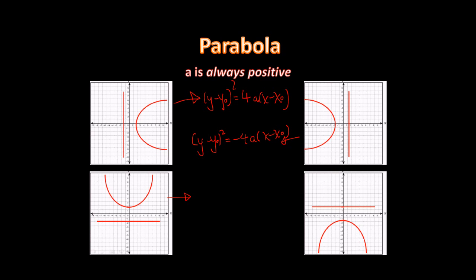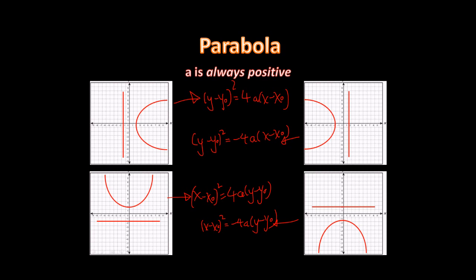Now if you see the parabola to be portrait, then you will see a slightly different equation, which is like this: (x minus x0) squared equals 4a(y minus y0). And similarly, for this type of thing, you will see a similar equation but with a negative sign in front. So if you know that a parabola is like this, you know exactly what kind of equation you are going to use.